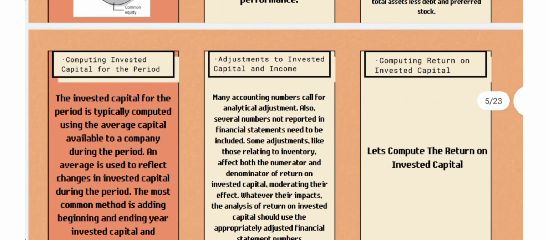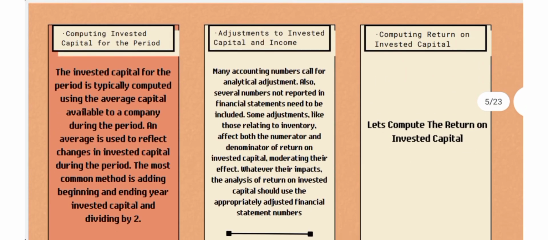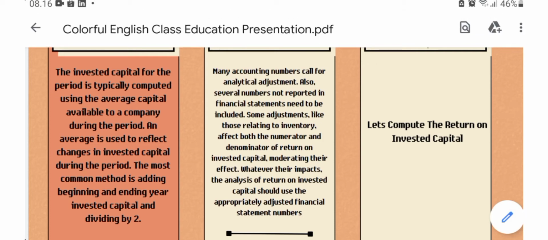And then we compute the invested capital for the period. The invested capital for the period is typically computed using the average capital available to a company during the period. The average is used to reflect changes in invested capital during the period. The most common method is adding beginning and ending year invested capital and dividing by 2.